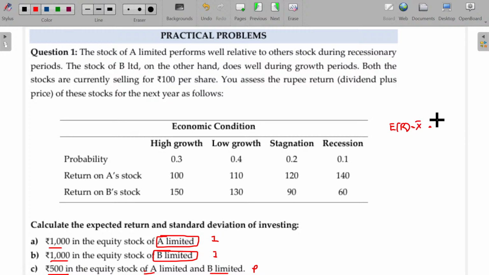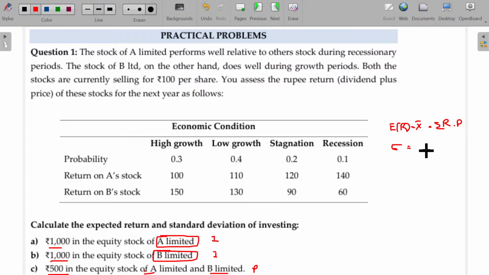How do you calculate this? Return multiplied with the applicable probability, and take the summation of this. This is the expected return of X. Not only that, to find out the risk, my intention is not to make huge profit. My intention is to make good profit along with reduced risk. So not only calculating the expected return, I have to calculate the risk associated with it also.